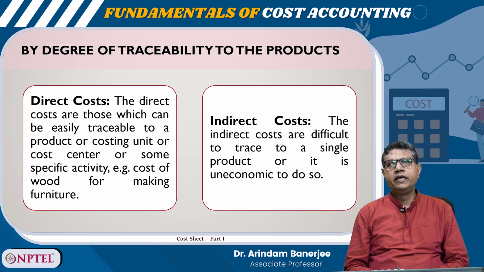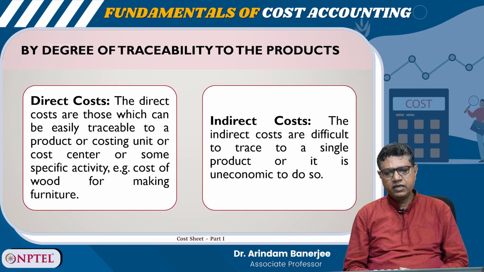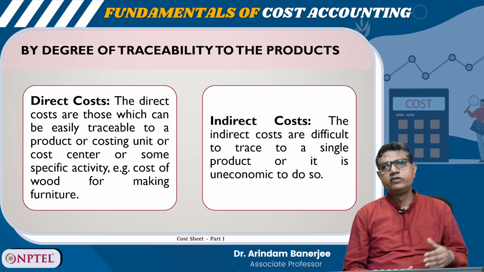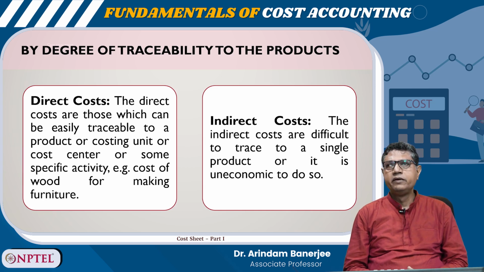Then degree of traceability to the products: direct cost and indirect costs. Direct costs are what? Those which can be easily traceable to the product or costing unit or cost center or some specific activity, that is, cost of wood for making furniture. Now you see, direct cost is which can be directly traceable, okay. Like I said, the metal sheets used in manufacturing of a car, that we can directly trace, right? So these are called direct costs.